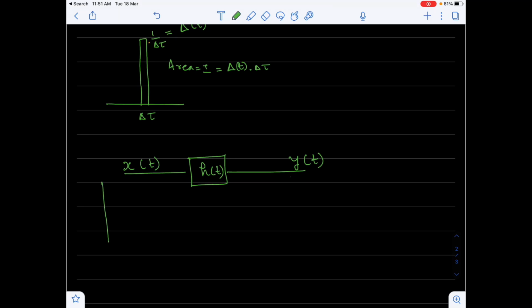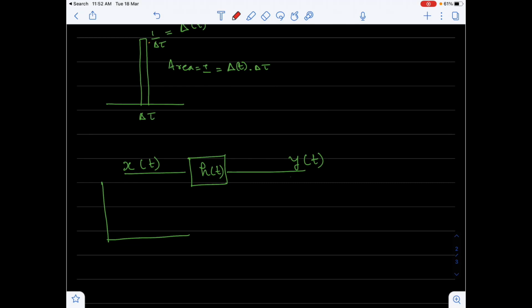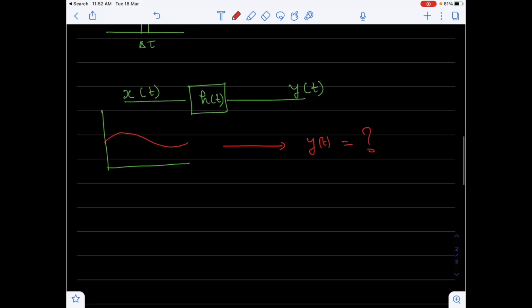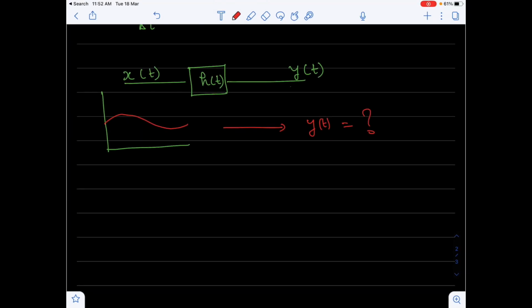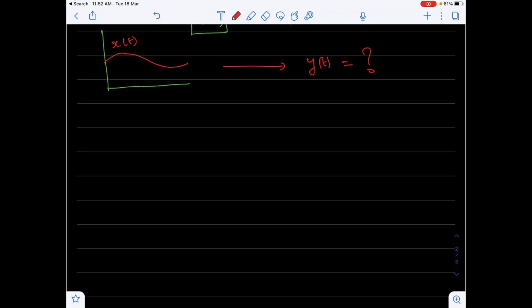Now I am going to give some other input. Let us consider my input signal is something like this. Now for this input signal, what will be my output? This is what I am going to do. In order to find the output for an arbitrary input, see, this is x of t, which is a function of time. So what we will do is we will split this signal. Let us consider the signal like this.